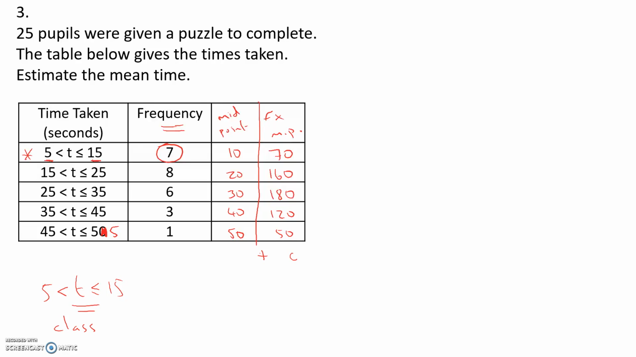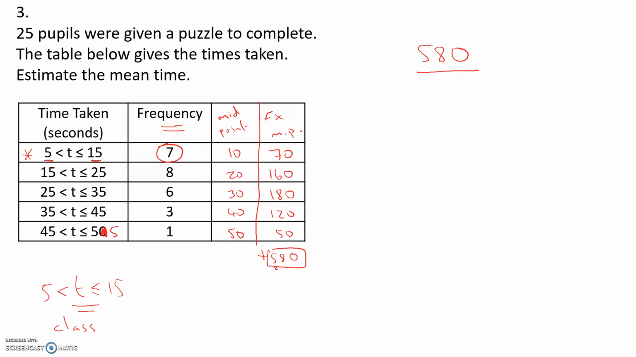Now we can do that in our head, or we can do some column addition. We've got 7, 13, 21, 28, I think. And then we've got 1, 2, 3, I think it's 580. So if we add those together, we get 580. 580 seconds is the total of all of the times added together. What are we going to do next?